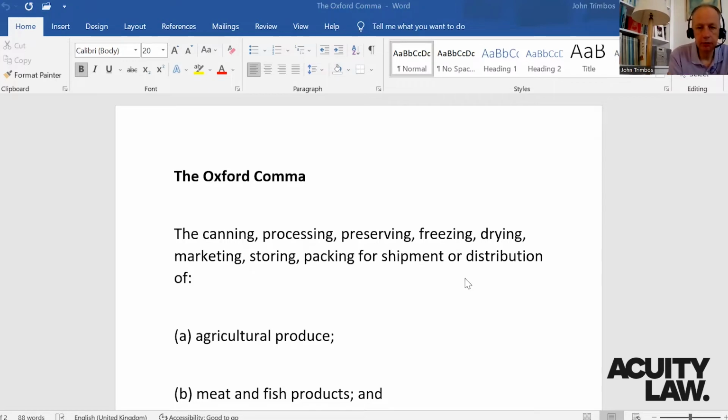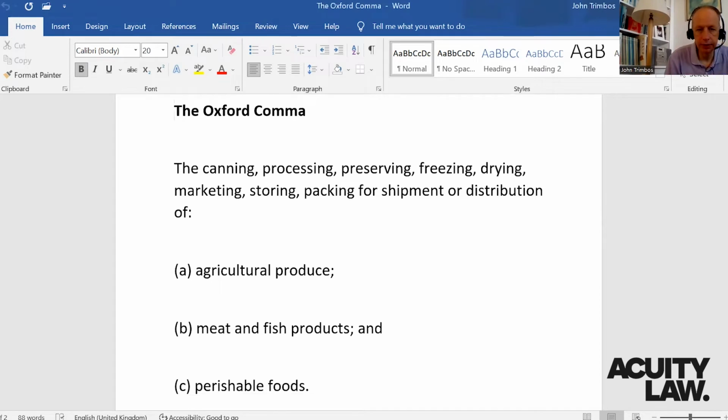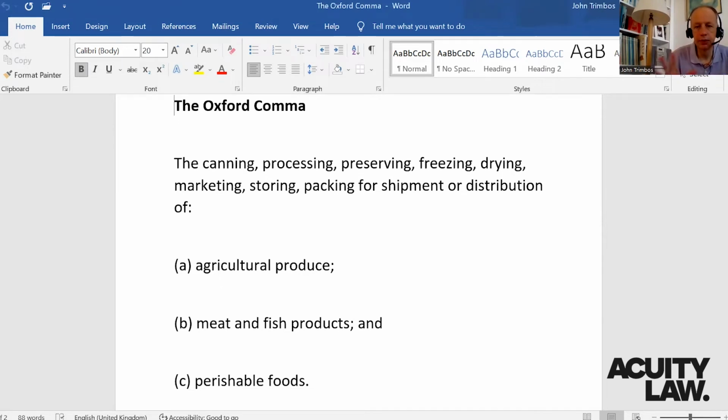And under the relevant provision, the employers did not have to pay overtime for any of these works. So here you go. No overtime payable for the canning, processing, preserving, freezing, drying, marketing, storing, packing for shipment or distribution of agricultural produce, meat and fish products, and perishable foods. There you go. So that's exactly what it said.